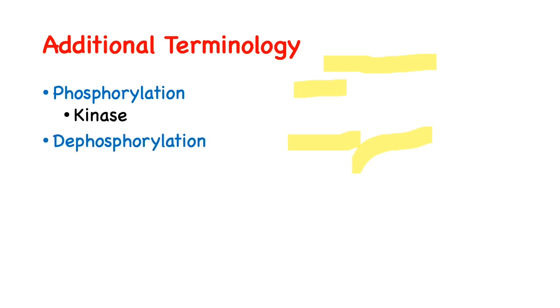There are going to be some terms that we'll be using as we study the metabolic pathways. So I encourage you to go ahead and learn the definitions of these terms. Phosphorylation involves adding a phosphate group onto a molecule, and the enzyme that does this is called a kinase. Dephosphorylation is the opposite, where you're removing a phosphate group from a molecule, and the enzyme involved in this type of reaction is a phosphatase.